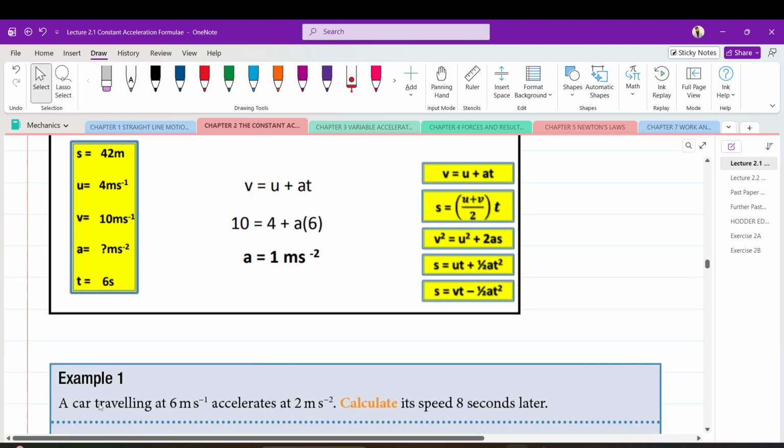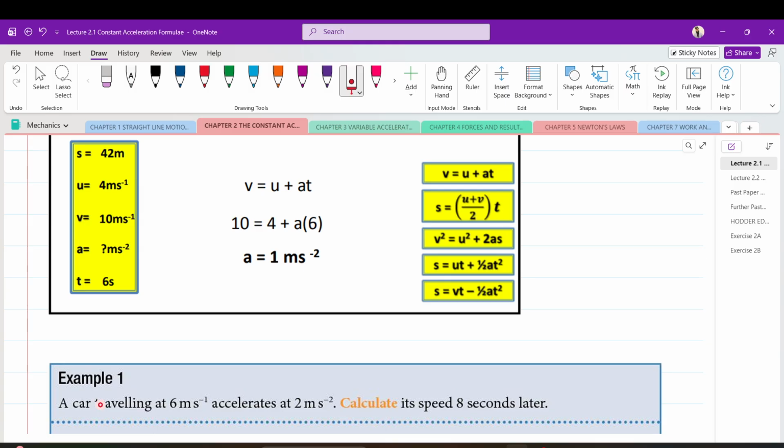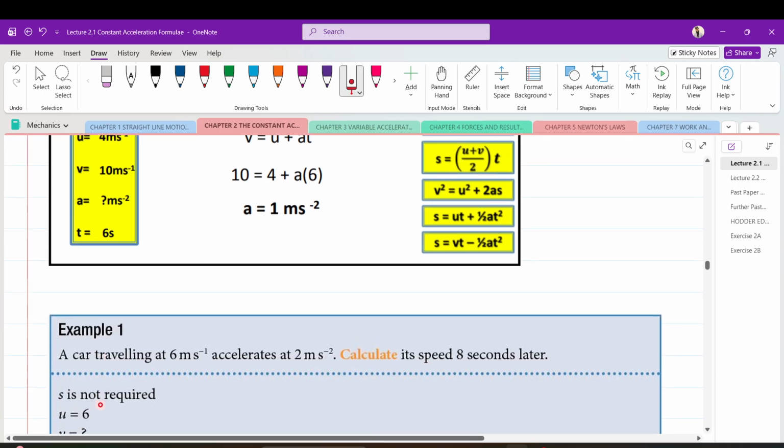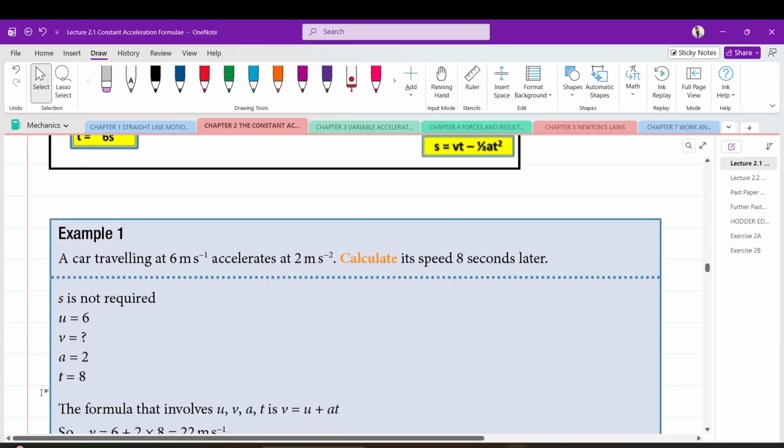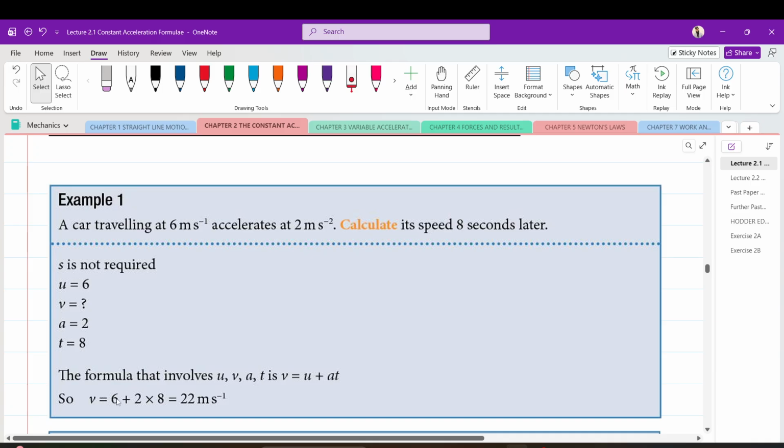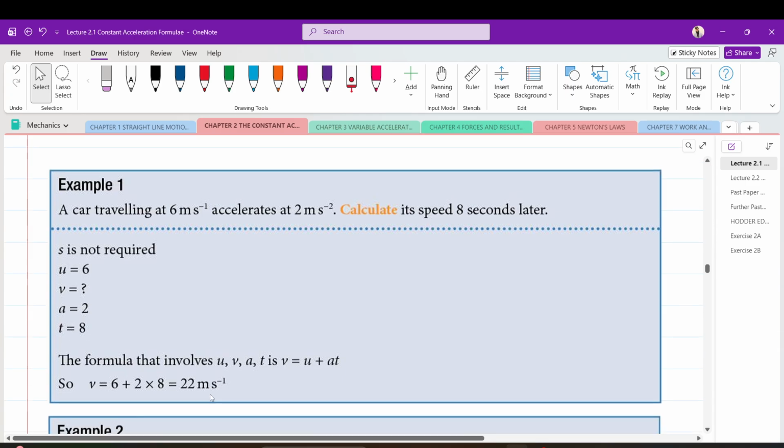All right, so let's take a look at this example. A car traveling at 6 meters per second accelerates at 2 meters per second square. Calculate its speed 8 seconds later. So we have u, we have a, we have t, and we need to find v. So we can use v equals u plus at. All right, so this is the formula given, and we can work this out.